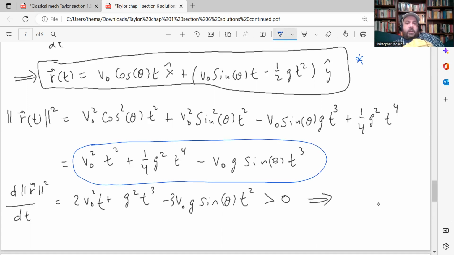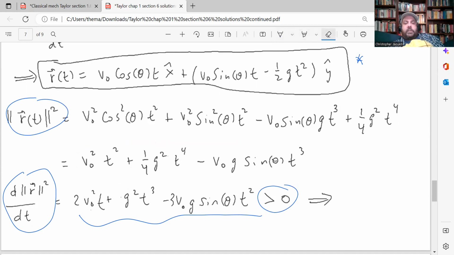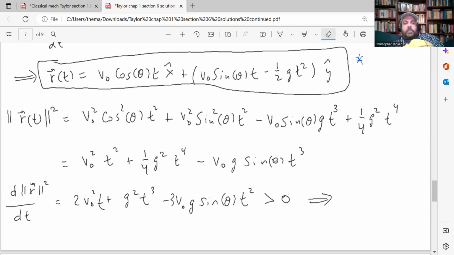Okay, and then the distance will be increasing with time if the square of the distance is increasing with time. So I want the first derivative with respect to time to be positive. So I'm starting by finding the derivative of this quantity here with respect to time. If I differentiate, I get this expression here. Again, I want that to be positive because that'll show that the distance is increasing.